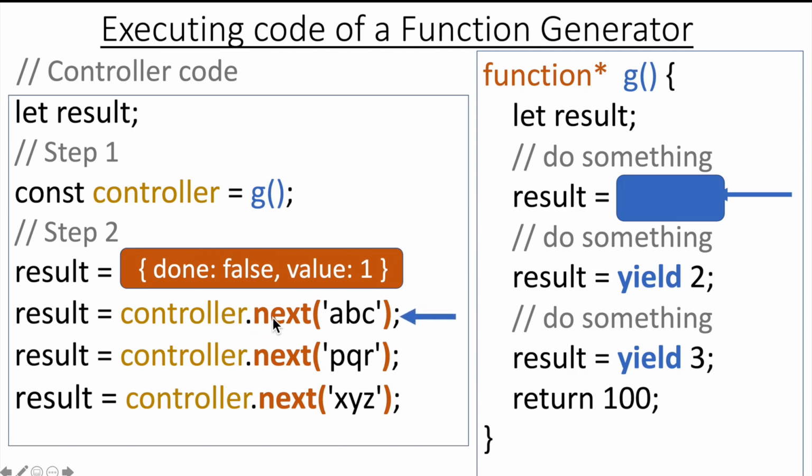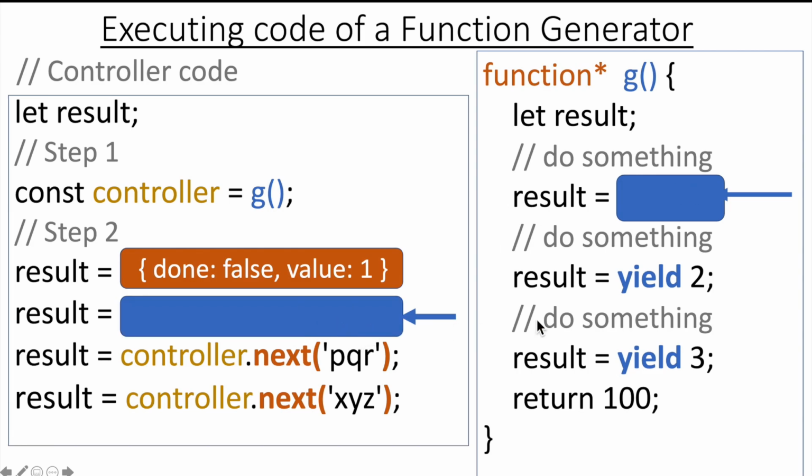And in the next line, we again have a next method call. And this time we are passing a string ABC to the next method. What happens is the execution is paused over here now, and ABC will be transferred to the generator code. So the execution gets paused and ABC is sent over to the generator code side. At this point, the execution resumes within the generator code and it continues until a yield statement is reached again.